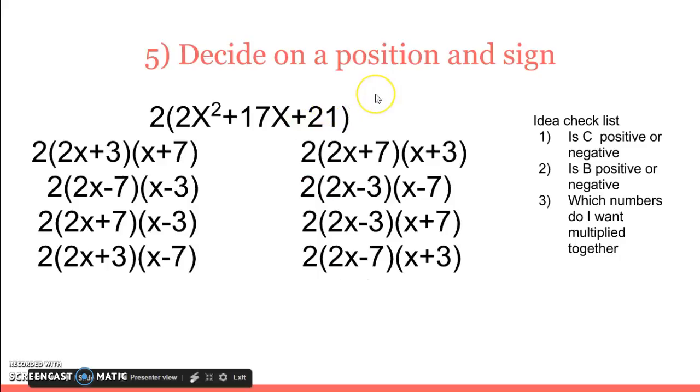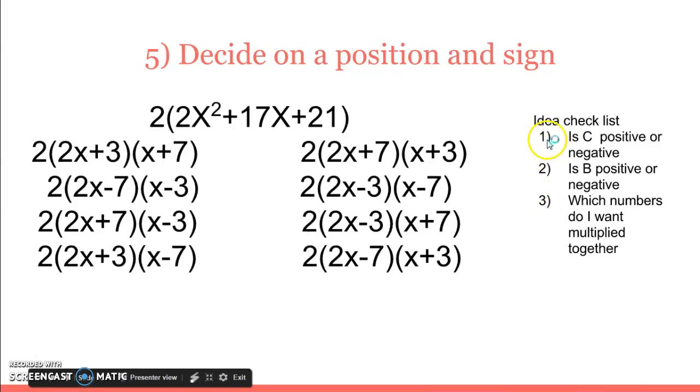So the last step is to decide on the position and the sign. For all polynomials, when we're using our guess and check, we're going to go ahead and start with 2 sets of brackets, and then we're going to fill in the information inside. We want our x's to be at our first terms, and we're going to put just our constant numbers at the end. So this is all of the different combinations between the signs that we could have chosen. And there's a little checklist to help us decide which one's correct.